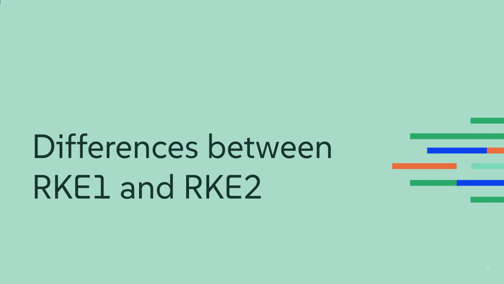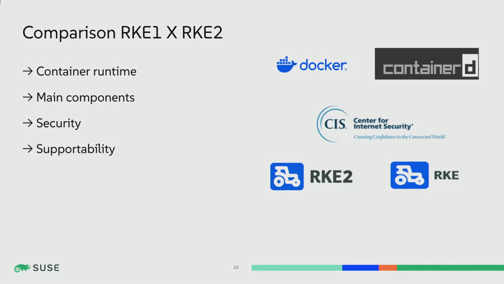And what were the main differences between RKE1 and RKE2 that were the reason that the Federal Public Ministry of Brazil decided to move from RKE1 to RKE2? So the first one was the container runtime. RKE2 uses containerd, which is faster than Docker in our tests. The second one is the main components. RKE1 deploys the main components, which are API server, etcd, scheduler, and so on, using Docker. And RKE2 uses kubelet and deploys those components as static pods.